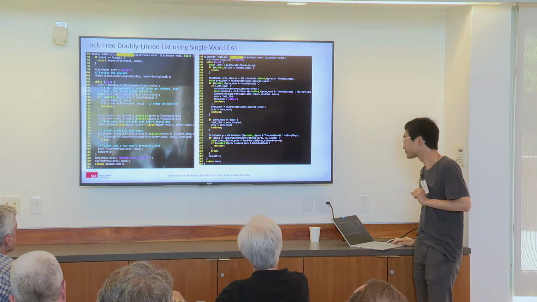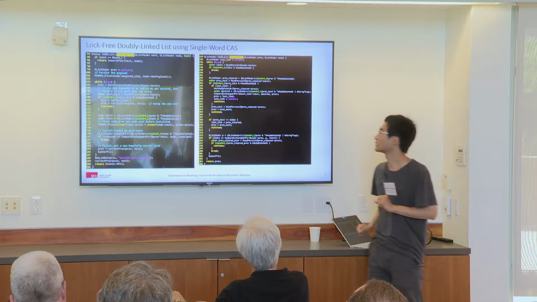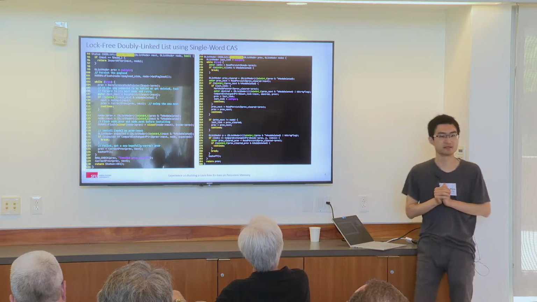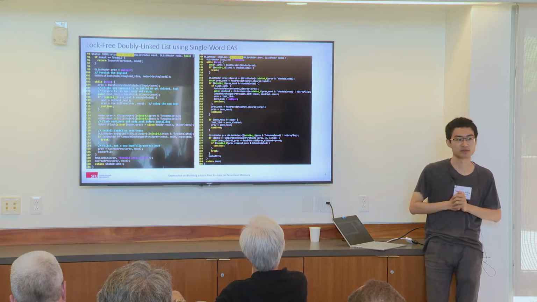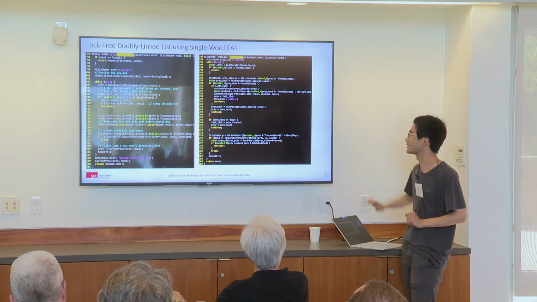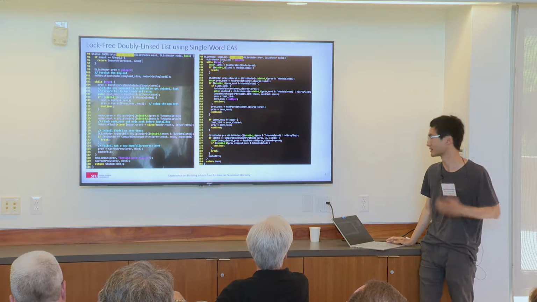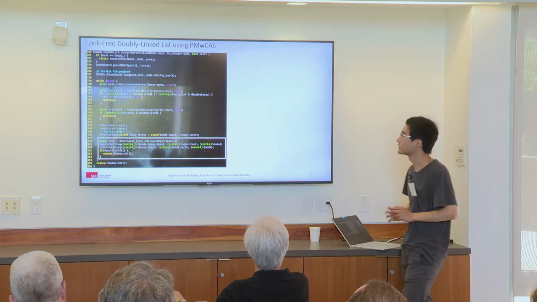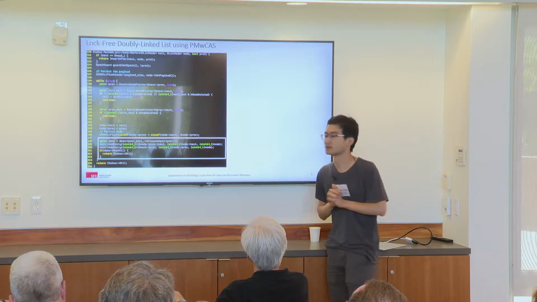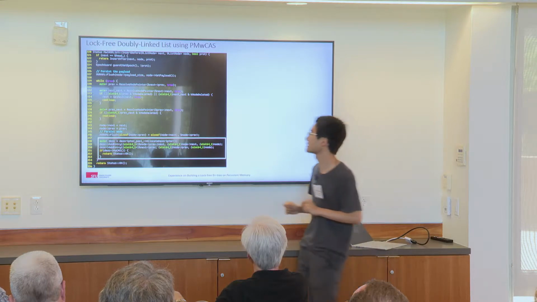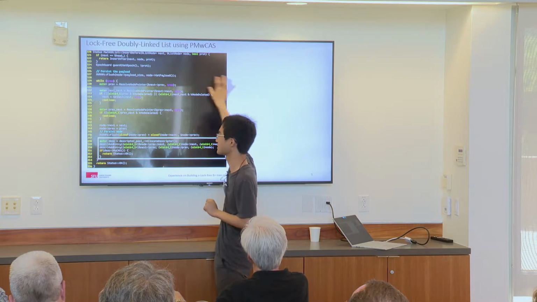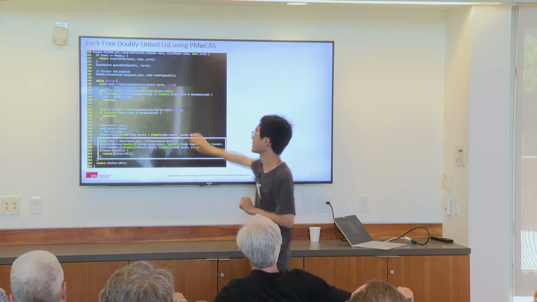So this is what it looks like if you want to implement a simple doubly linked list with single-word CAS, right? And by the way, this one by itself is a research paper, although it's back in the 90s. So this is what it looks like when you use multi-word compare-swap. Pretty much here it's the same, right? You just traverse to the right location and prepare the new node.